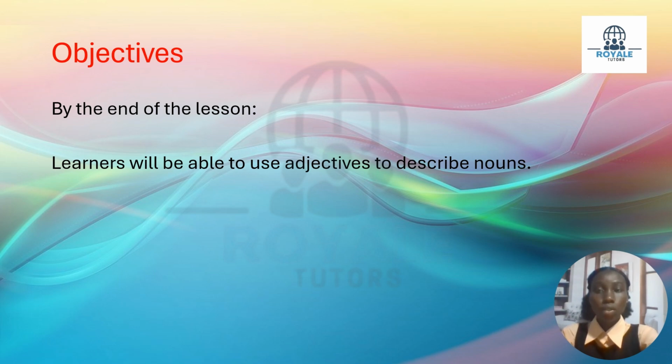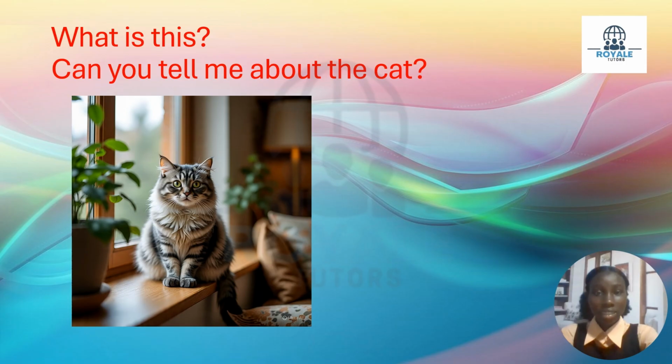Now I'll be showing you a picture of a domestic animal. Now you tell me what it is, then you tell me about it. Now what is this? Can you tell me about this? Yes, this is a cat. Now can you tell me about the cat?